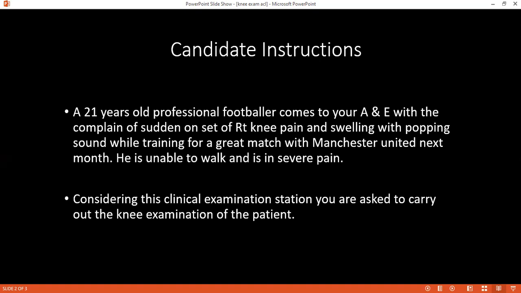After that, I'll assess his movements. I'll ask the patient to extend and flex his knee joint, and during these movements I'll palpate the knee joint for any crepitus, and note if there is any. Then I'll move on to some special tests for any deformity or ligamentous injury.